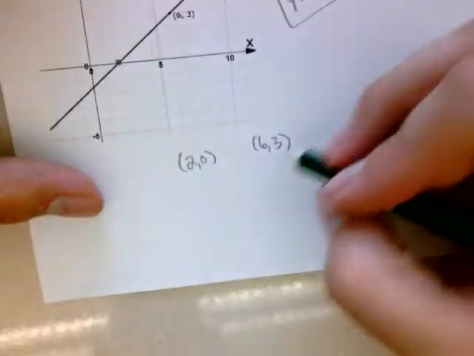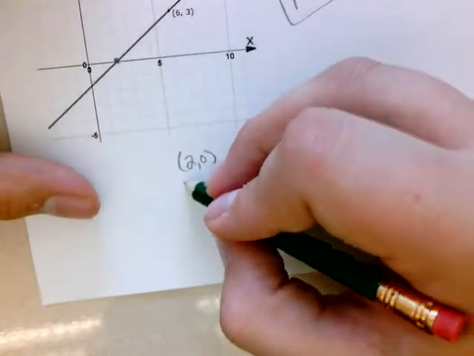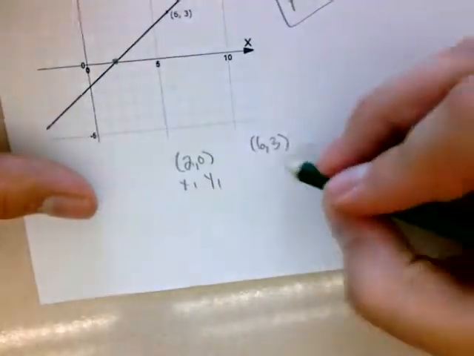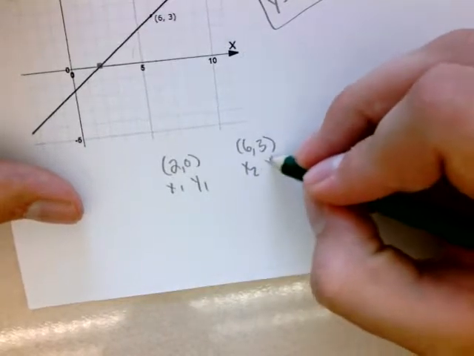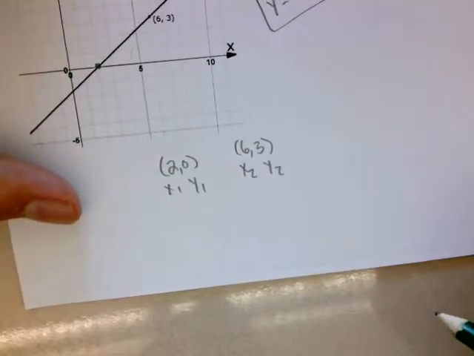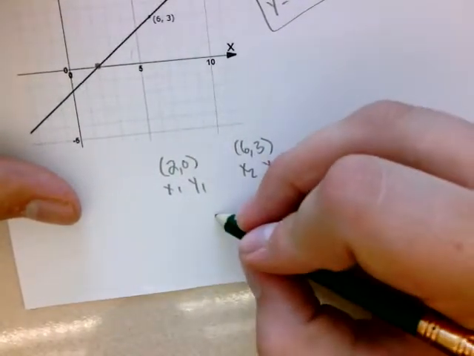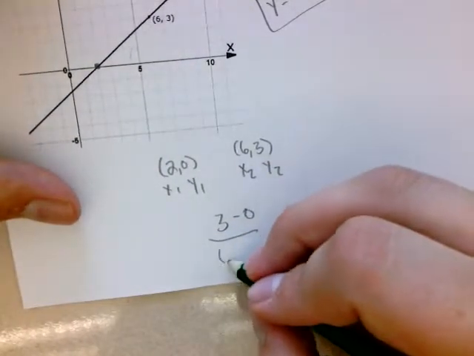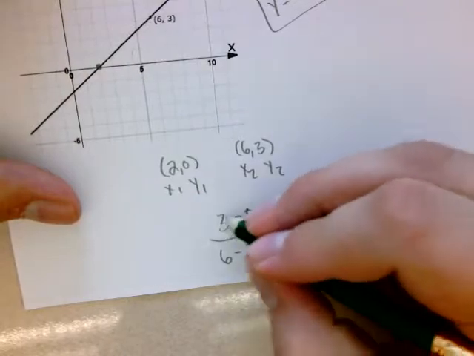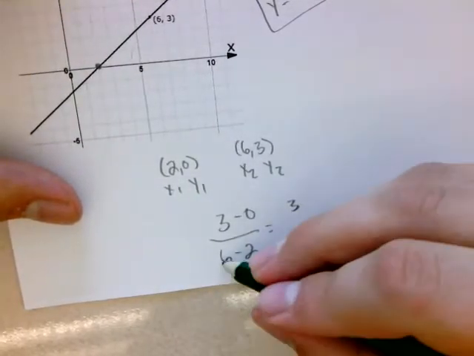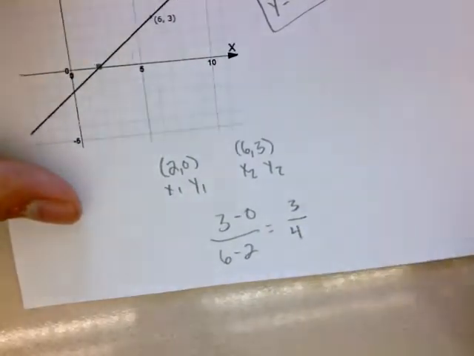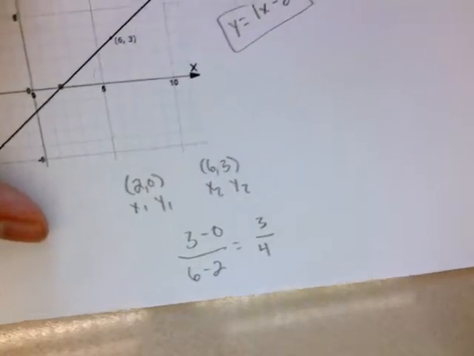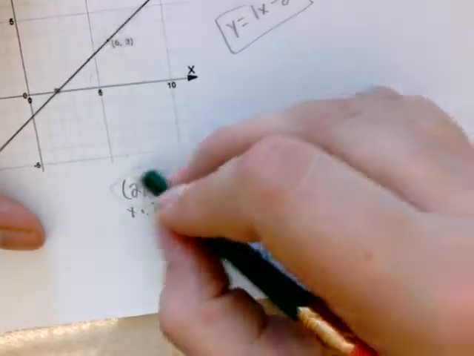Now you can do slope your way if you want to, I don't care. This is just how I like to do it. I'm never going to restrict you on how you want to do it as long as you get the right answer. So y2, so it's going to be 3 minus 0 over 6 minus 2. 3 minus 0 is 3. 6 minus 2 is 4. Slope, 3/4.